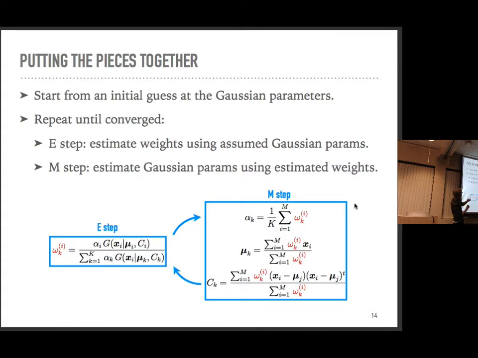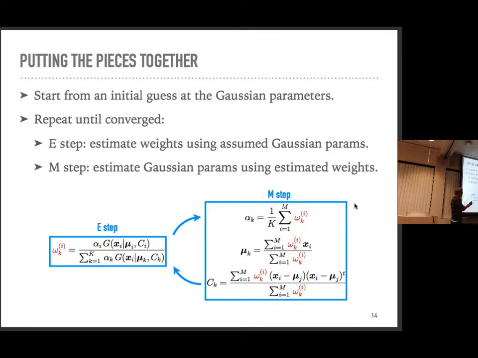And then you turn it around. And now you say, I'm assuming that I know the weights, and I'm going to estimate the Gaussian parameters. So you just flip between those two perspectives. In the E step, you calculate a bunch of weights, and everything that appears on the right-hand side, you're assuming you know. You know the alphas, how strong each Gaussian is, you know where they're located, and you know their shape and size. And then you can now calculate the weights.